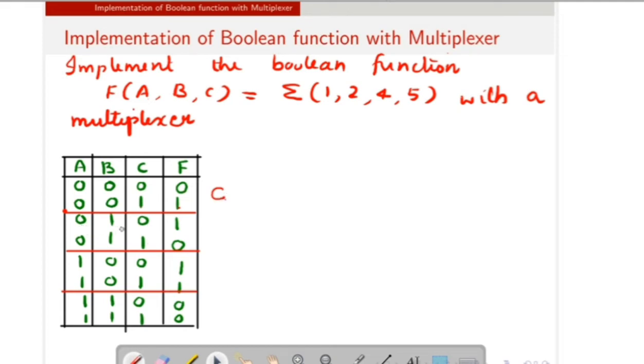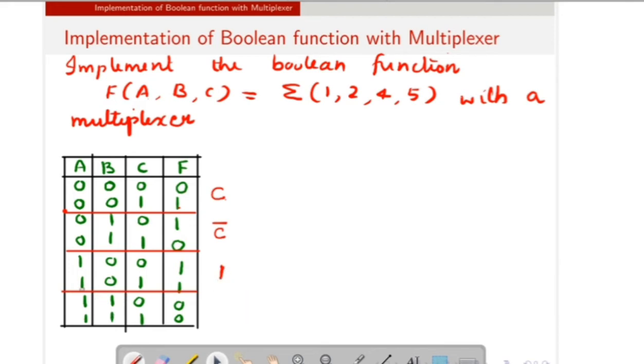Then when AB is equal to 0 1 and C is equal to 0, the output of the function is 1. When C is equal to 1, the output of the function is 0. That means C is complemented, so in that case we give the input of the mux as C complement. Then when the selection line is equal to 1 0, with C equal to 0 the output is 1, and with C equal to 1 the output is 1. So the output does not depend upon C, it is always 1. So we give the input of the mux as 1 itself.